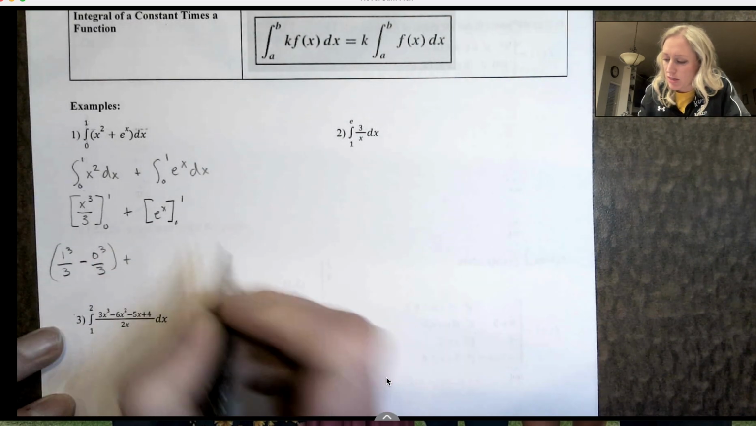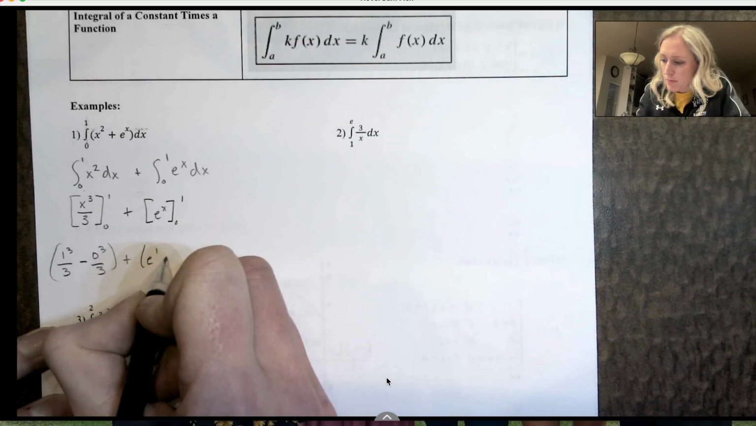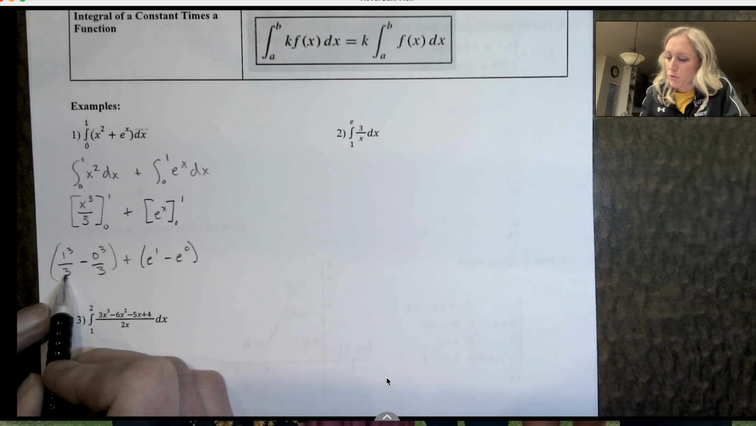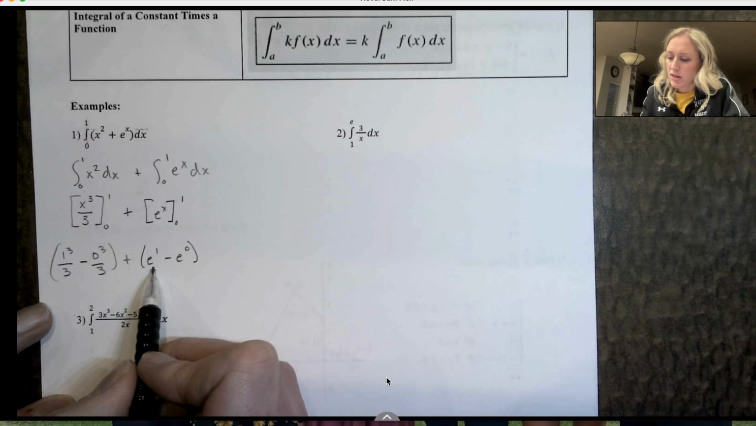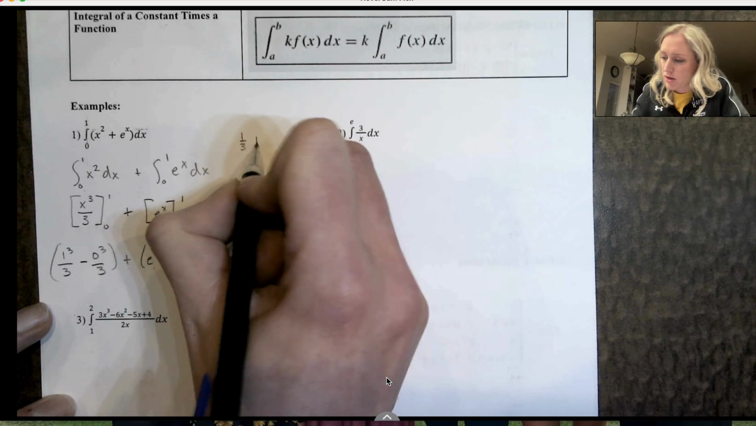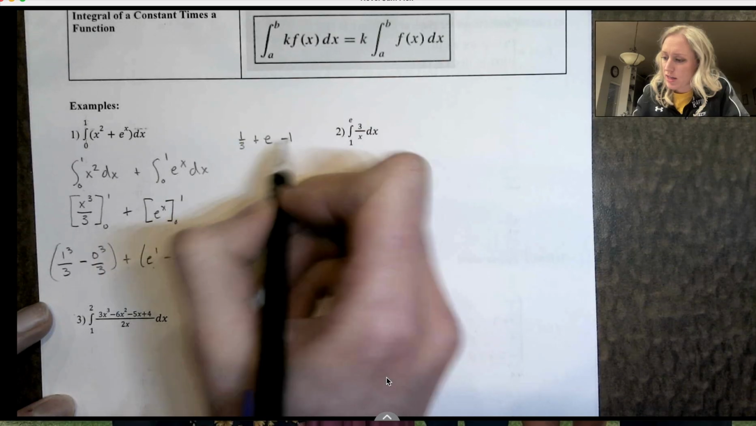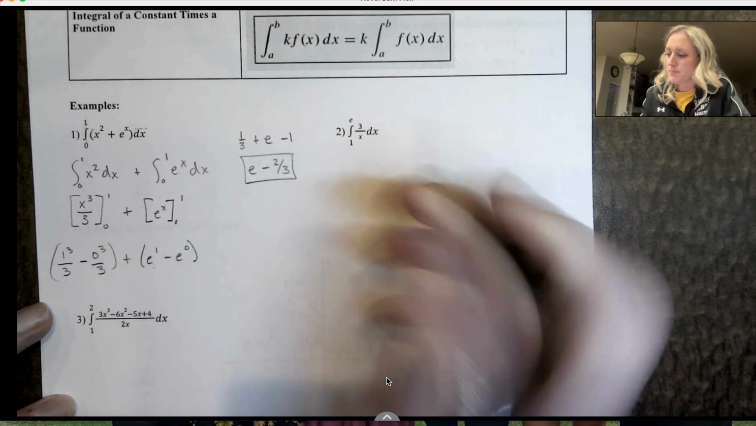Plus, now we're doing it with e to the x. So e to the first minus e to the 0. Okay, this becomes 1/3 minus 0 plus e minus 1. Let me write that up here. So we've got 1/3 plus e minus 1. So I get e minus 2/3 there. And I'll just leave it like that.